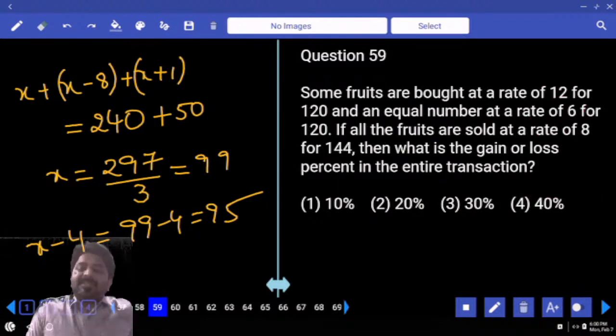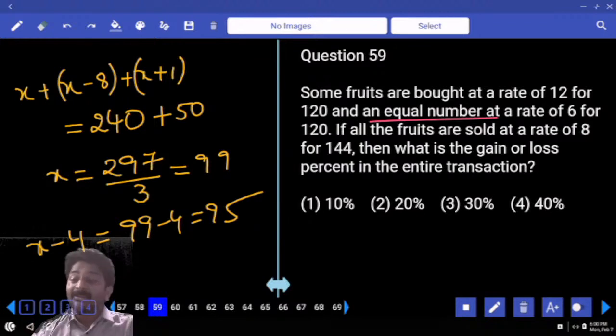Some fruits are bought at the rate of 12 for 120 rupees and an equal number, this is very important, an equal number at the rate of 6 for 120 rupees. If all the fruits are sold at the rate of 8 for 144 rupees, then what is the gain or loss percentage in the entire transaction?